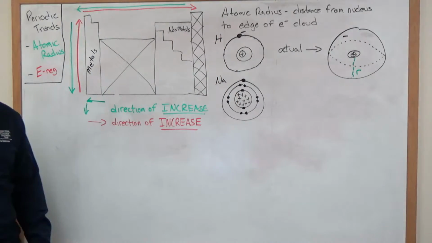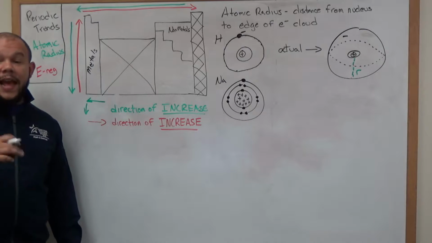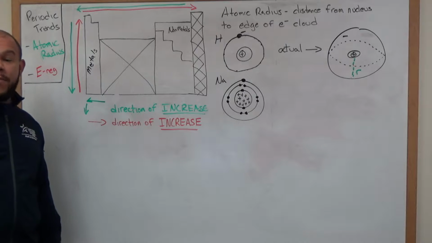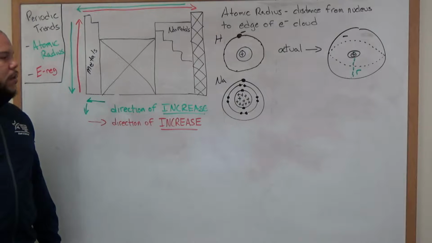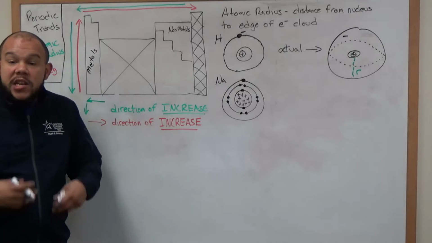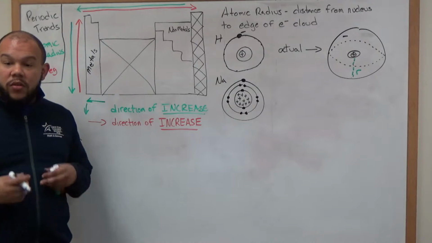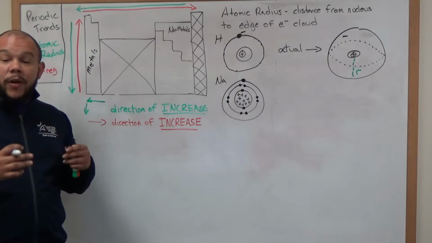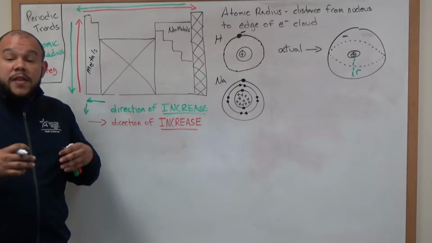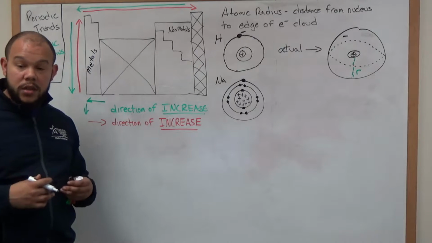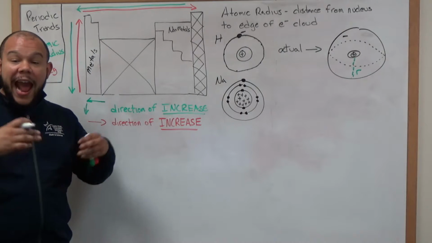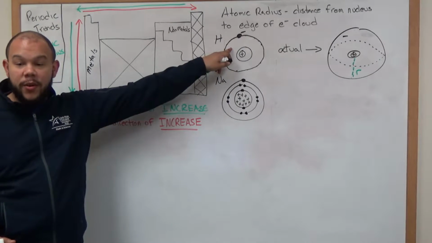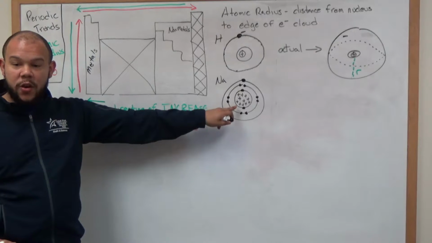So the point is, why do they increase as we go down a column, down a group? It has to do with the addition of protons. The reason that the atomic radius increases is because the addition of protons to the nucleus means that we are adding energy levels to the electrons. Notice we only have one energy level here. We have 3 energy levels here.